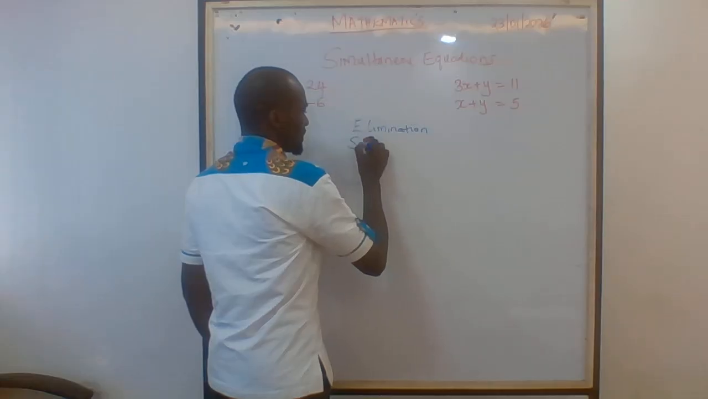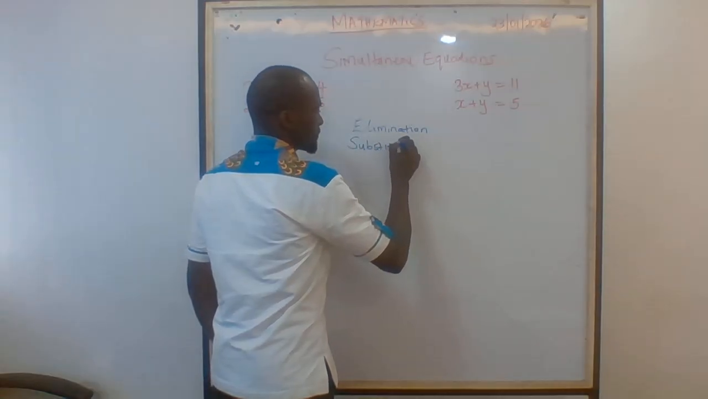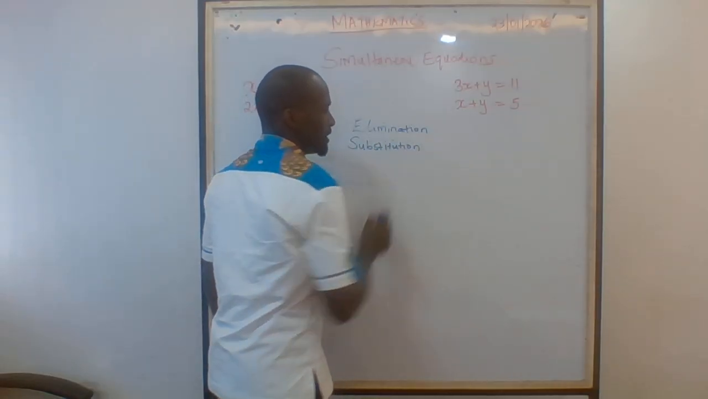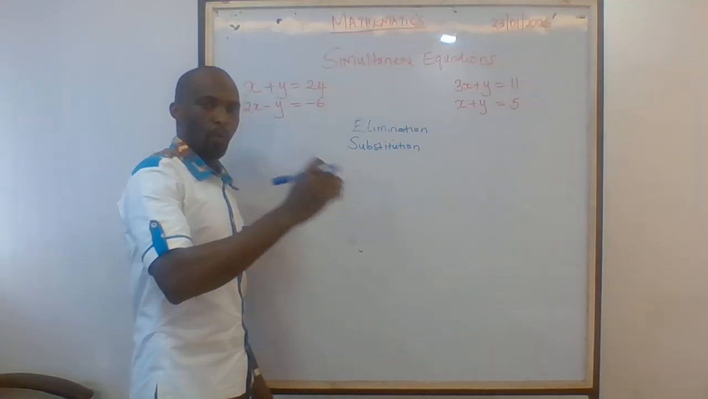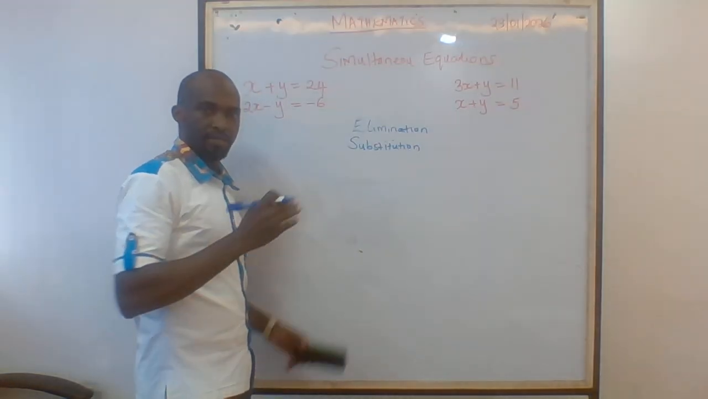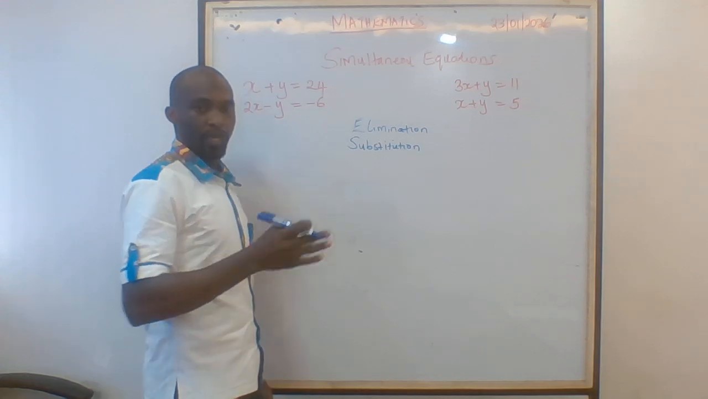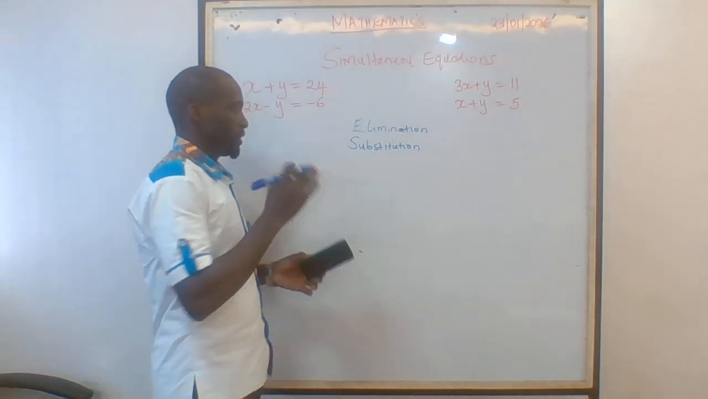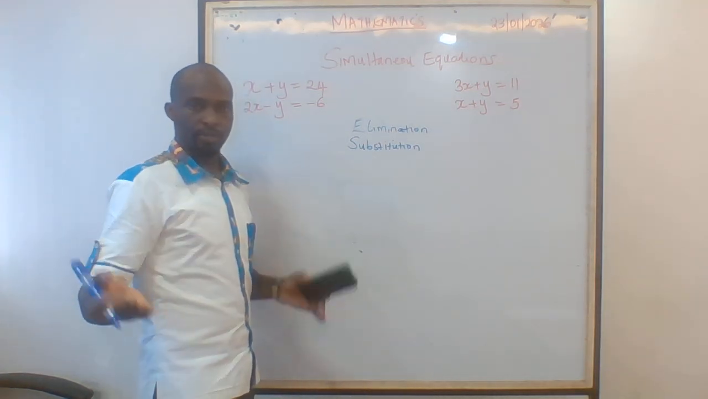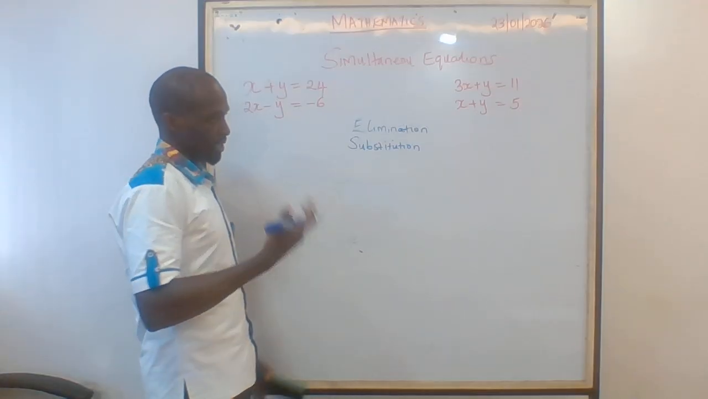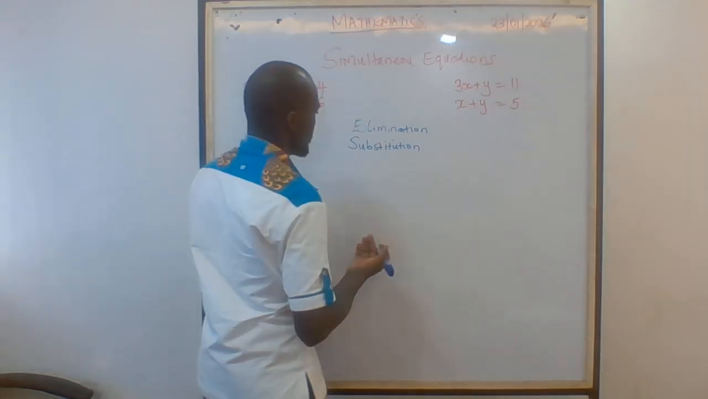We can also work with substitution. Substitution means we make one variable the subject of the other variable. That way, we will be left with one variable, we solve it, and then we substitute that value into the rest, and we can calculate the rest of the variables.